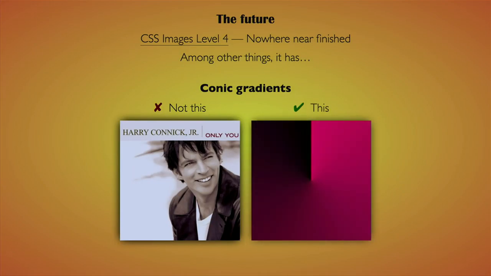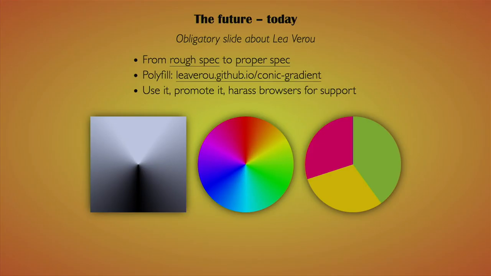And one of these future specs also defines a new type of gradient, which is conic gradient. Now, conic gradients are not about singer-songwriters from the 90s, but they are, in fact, a gradient that actually goes around a point rather than being in a straight line. They were first proposed by Lea Verou at CSS Conf US last year. She worked with the spec authors at the W3C to get this into the next level of image specs, and has also produced a polyfill for us to use and experiment with today.